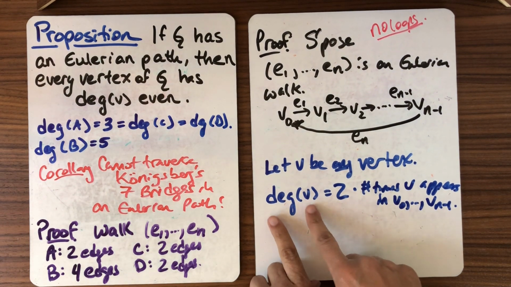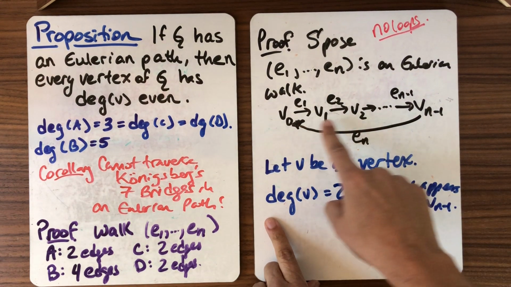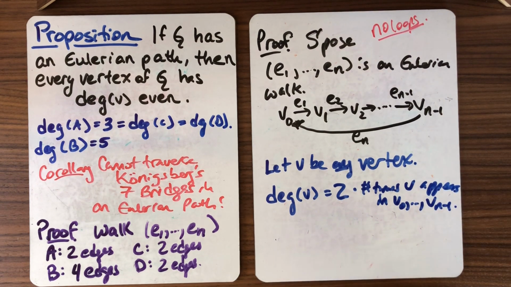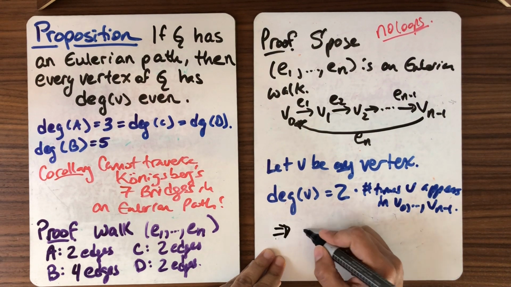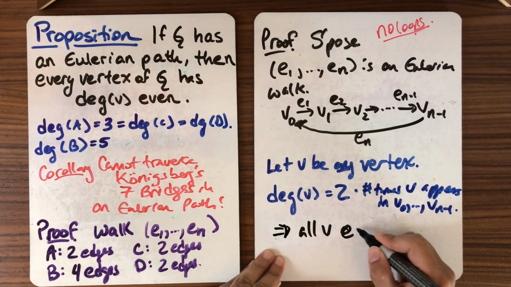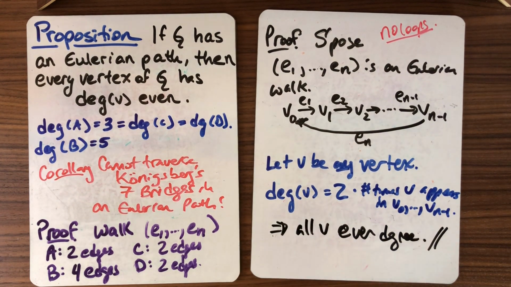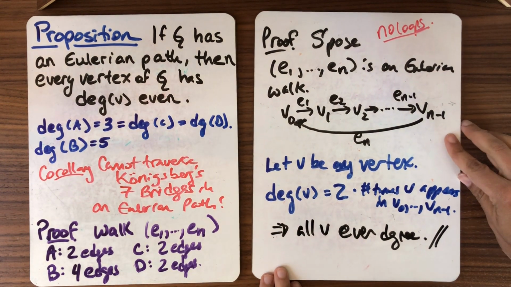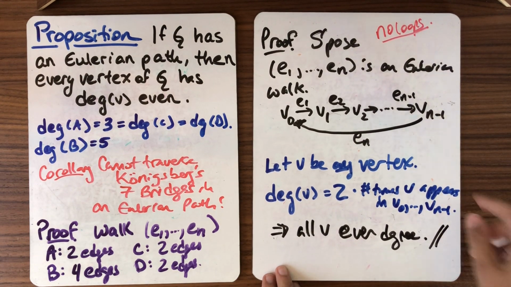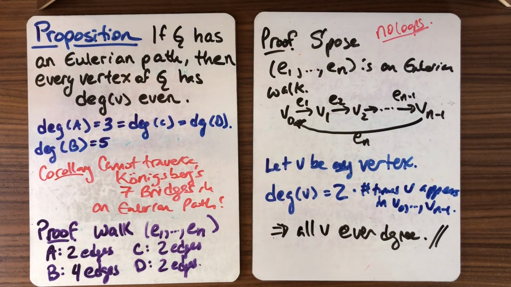So when we do that, the degree of V is going to be twice the number of times it shows up in this list. And that's actually the end of the proof. That implies that all V have even degree. It's that simple. Once we make this powerful observation, now we see that everything has to have even degree because every edge in the graph shows up here exactly once. So this is the total degree of the vertex. It's not just on this walk, because this walk is actually an Eulerian path. It hits everything exactly once.